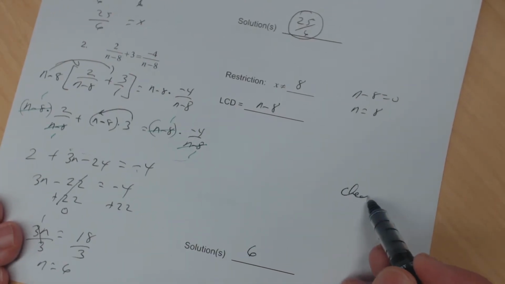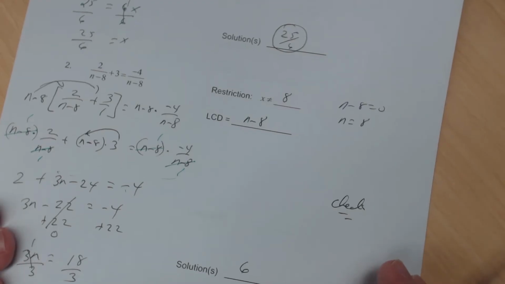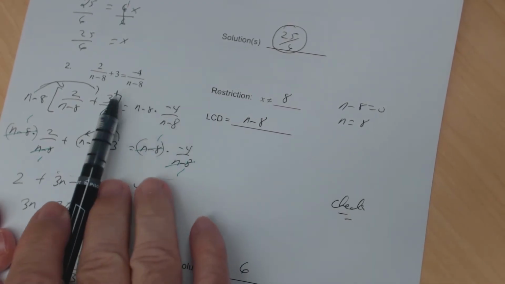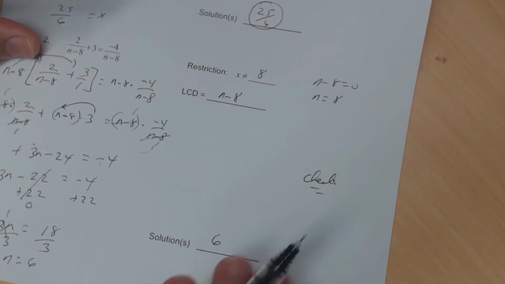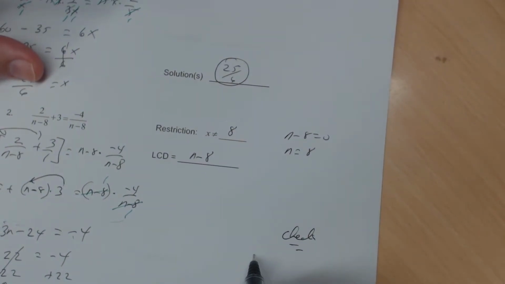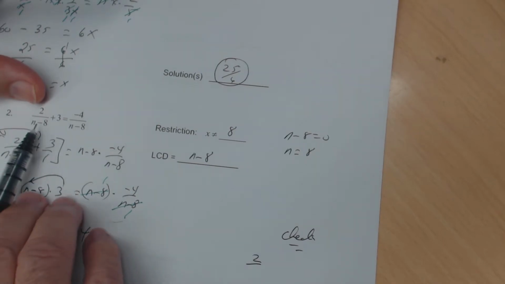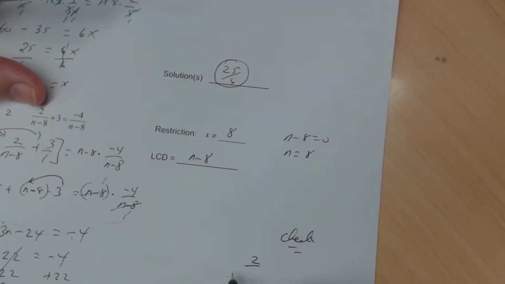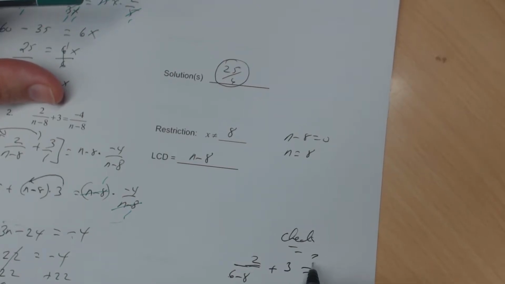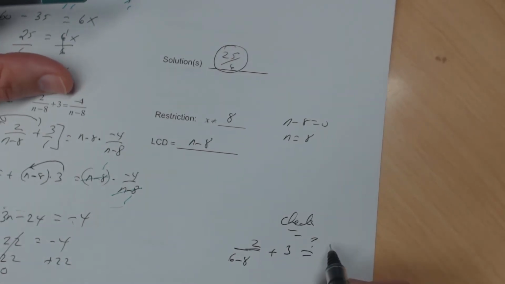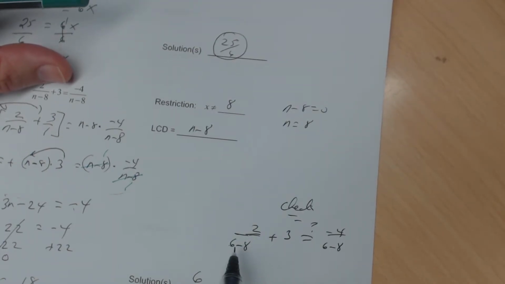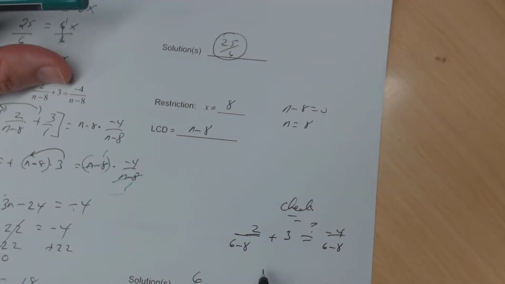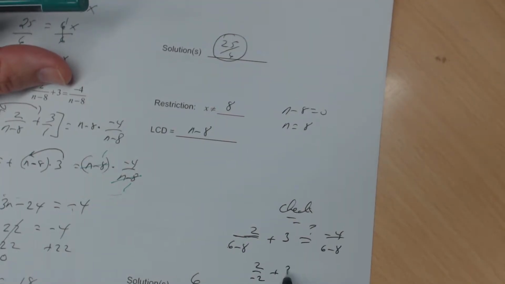And you can always check. Again, you have time in a worksheet to check. Always go back to the original, and wherever you see the variable n, you plug in 6. So let's see if it works. I get 2 divided by 6 minus 8, plus 3, and I want to see if that's going to equal negative 4 divided by 6 minus 8. Well, 6 minus 8 is a negative 2, so this becomes 2 over negative 2 plus 3.